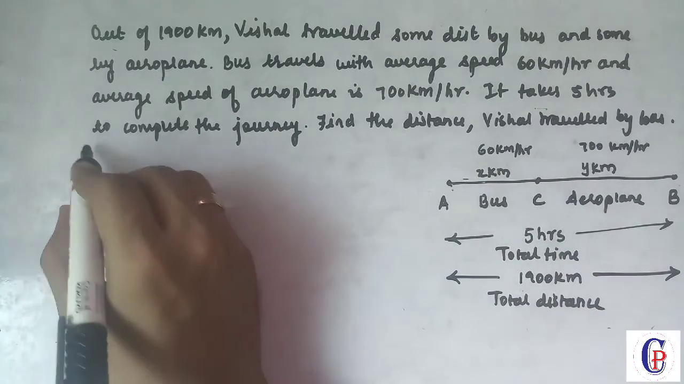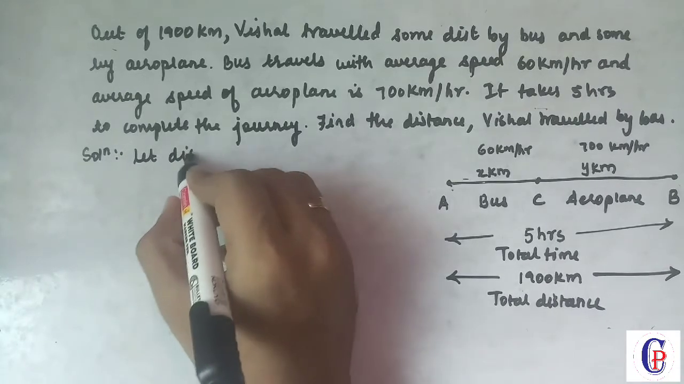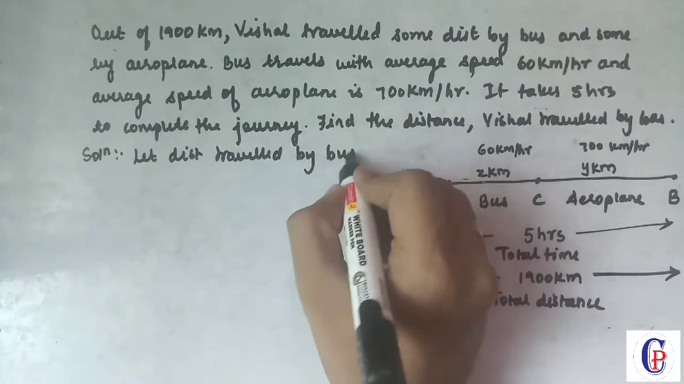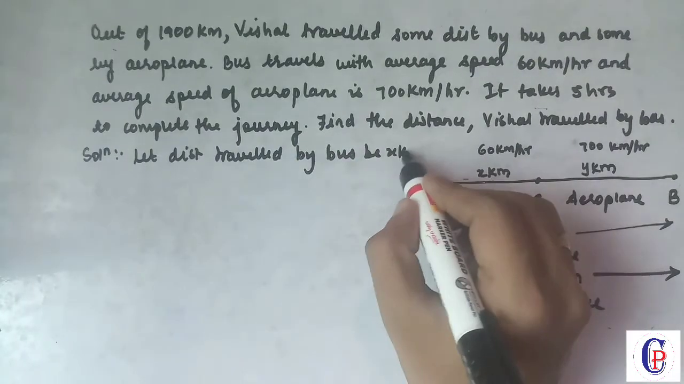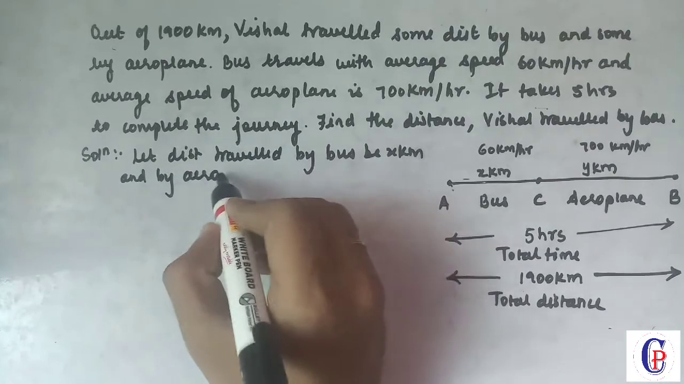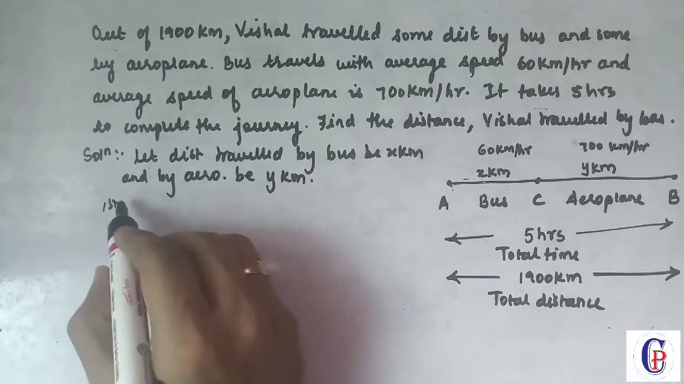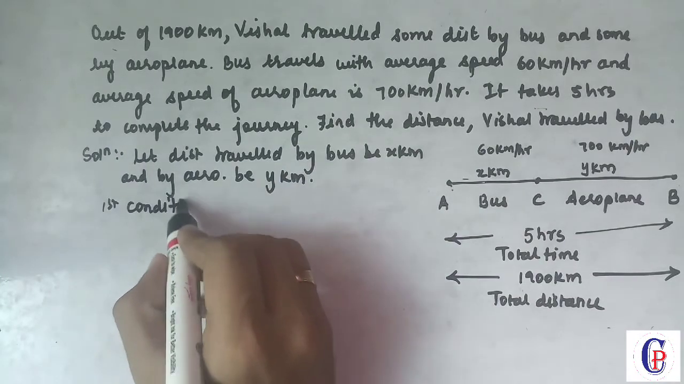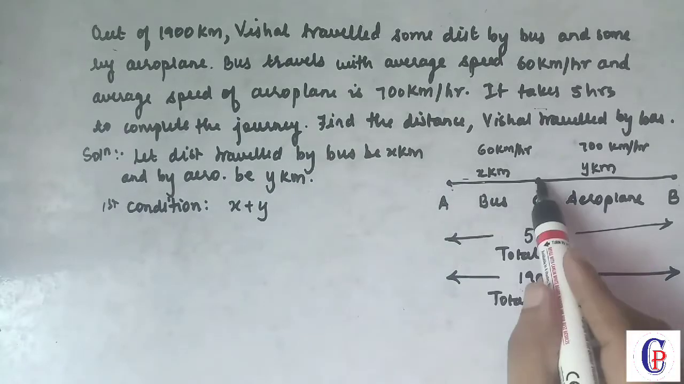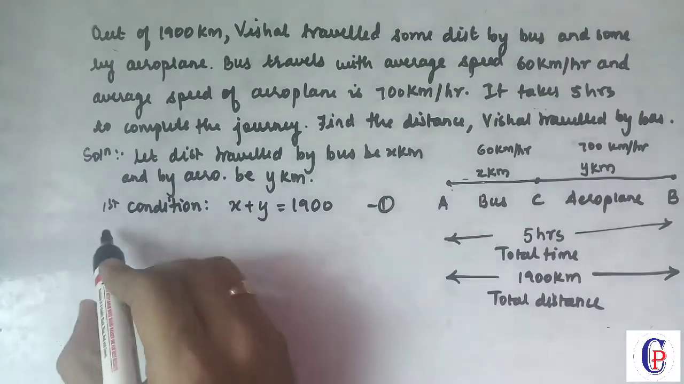So we can say, let the distance traveled by bus be X kilometers and the distance traveled by aeroplane be Y kilometers. From the first condition we can say that the total distance, that is X plus Y, is 1900. This is our first equation.